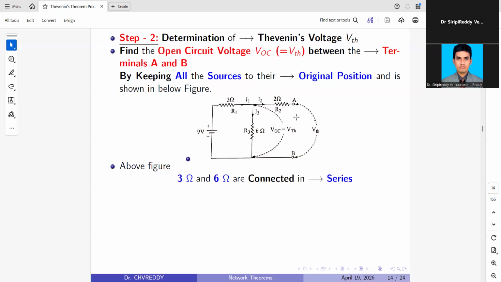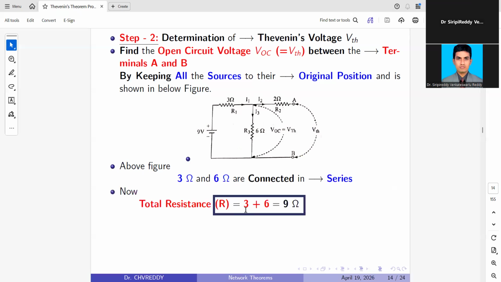In this figure, we are going to calculate the Thevenin voltage between the terminals A and B. If you observe this figure, it has one closed loop and one open loop. In the above figure, the 3 ohm and 6 ohm resistors are connected in series, so the resistance is 3 plus 6 equal to 9 ohm.